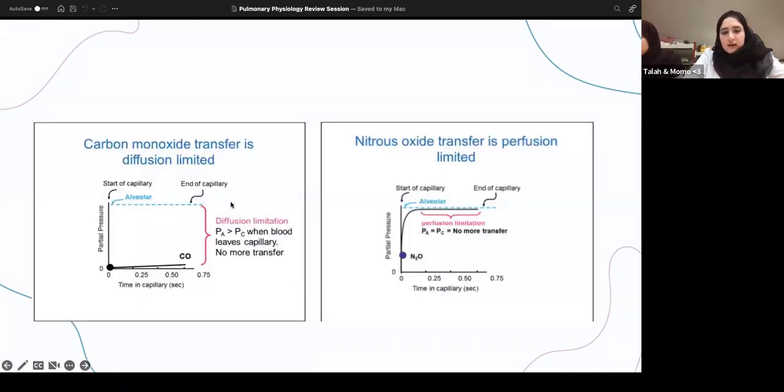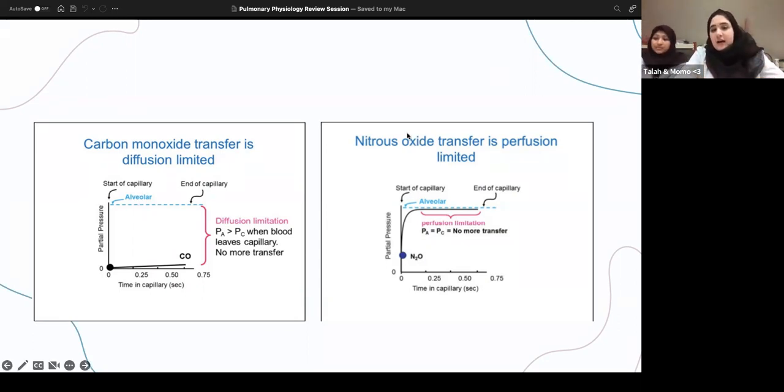Since carbon monoxide was mentioned, I thought it's important, guys, to talk about the diffusion limitation and the perfusion limitation. Usually, if someone inhales carbon monoxide, it's not going to be perfusion limited, rather diffusion limited. Why? Because carbon monoxide binds to the hemoglobin rapidly, so it's not going to depend on the blood flow. It will bind to the hemoglobin and directly move on.